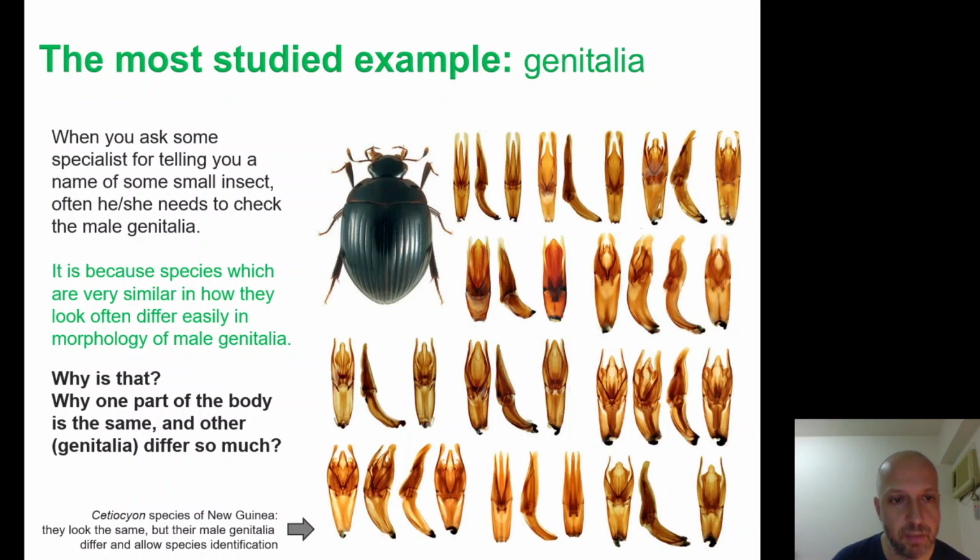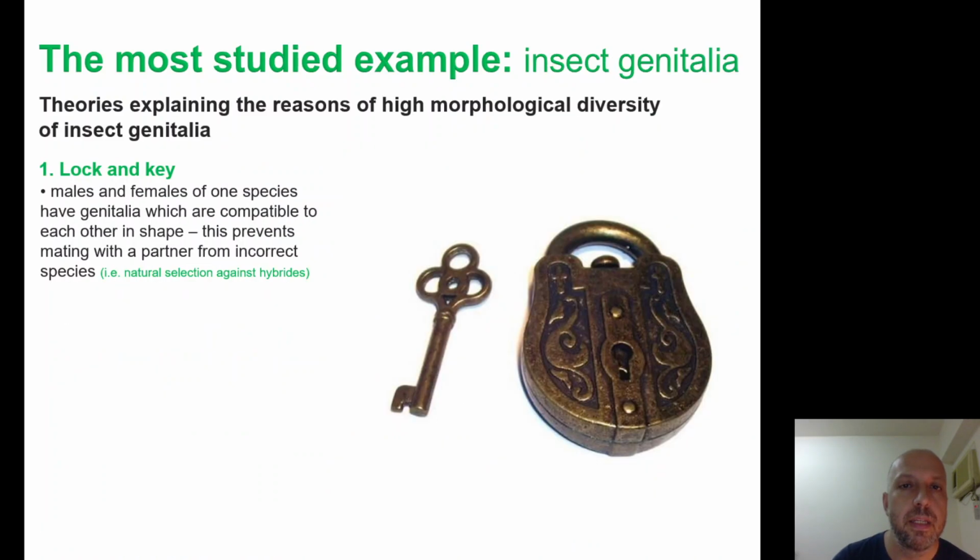So now the question is, this is also part of this diversity of shapes, but why is it the male genitalia, right? Why not the other parts of the body? There were several theories developed by different people over time, and the first of those was something called lock and key.